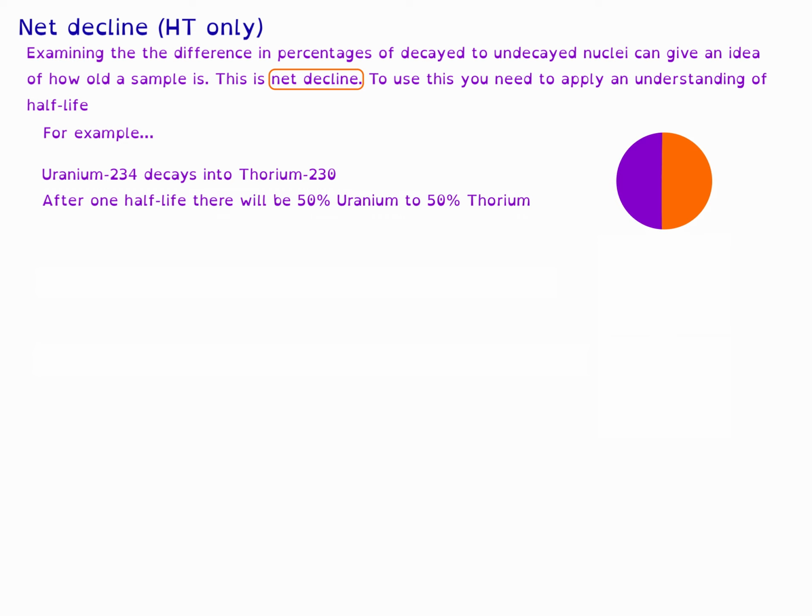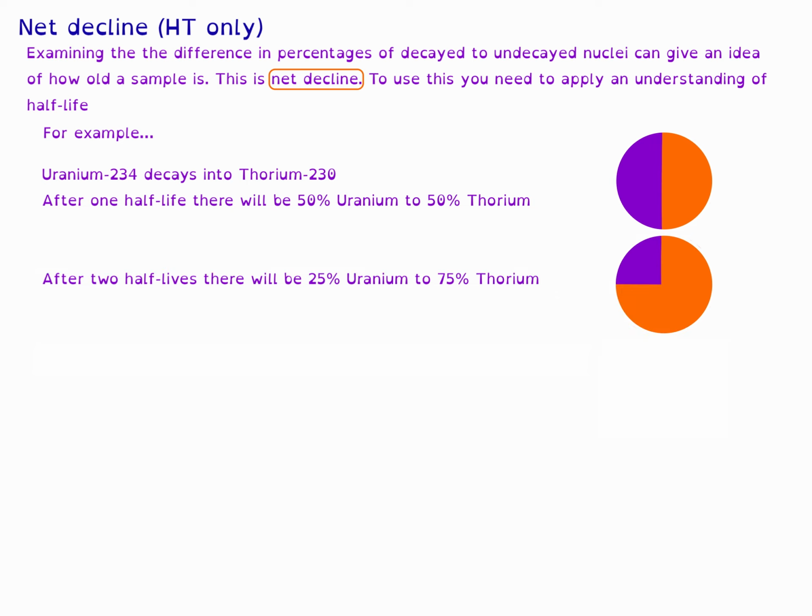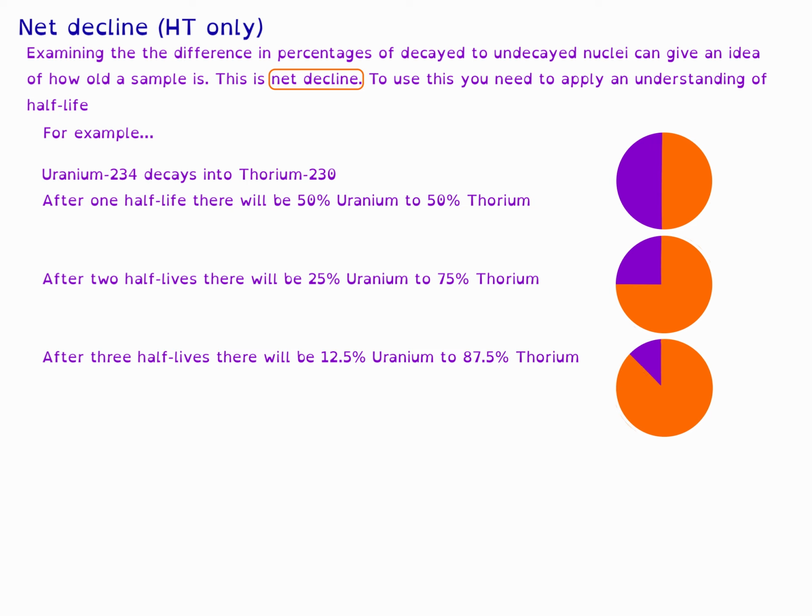Examining the difference in percentages of decayed to undecayed nuclei can give an idea of how old a sample is. This is net decline. To use this, you need to apply an understanding of half-life. For example, uranium-234 decays into thorium-230. After one half-life, there will be 50% uranium to 50% thorium. After two half-lives, there will be 25% uranium to 75% thorium. After three half-lives, there will be 12.5% uranium to 87.5% thorium.